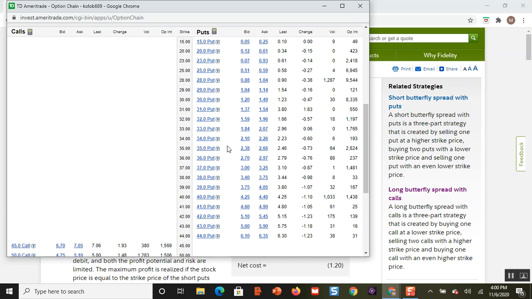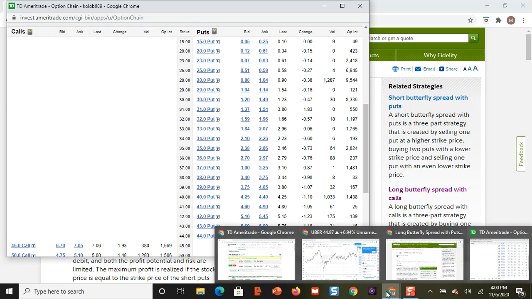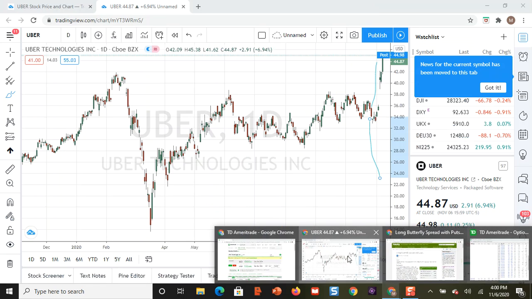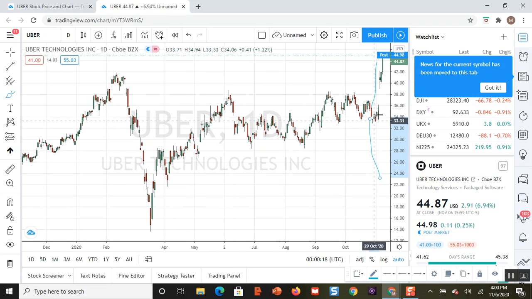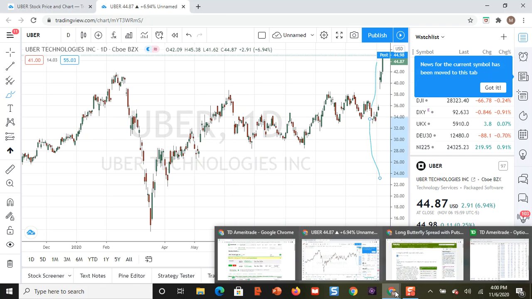the basic premise. Now, suppose that you believe Uber, and just FYI, I believe Uber is overbought. Now you could go long on Uber if you think Uber is just going to keep going up, up, and up. I don't believe that. I think there is going to be a pullback, and so that's why I went with the put butterfly spread. Okay, so that's the reason why.